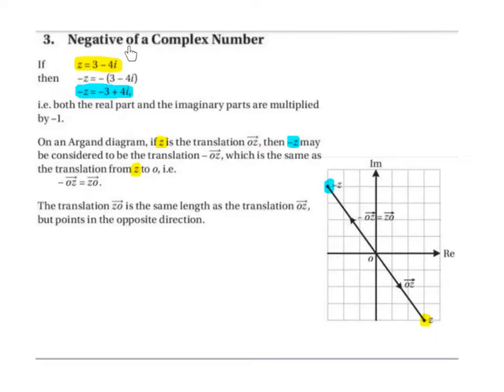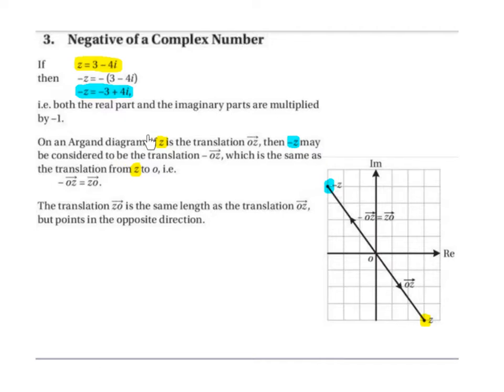Part 3. Negative of a complex number. If z equals 3 minus 4i, then minus z is going to be minus times 3 minus 4i, which will give us minus 3 plus 4i. So minus z is minus 3 plus 4i, i.e. both the real part and the imaginary part are multiplied by minus 1.